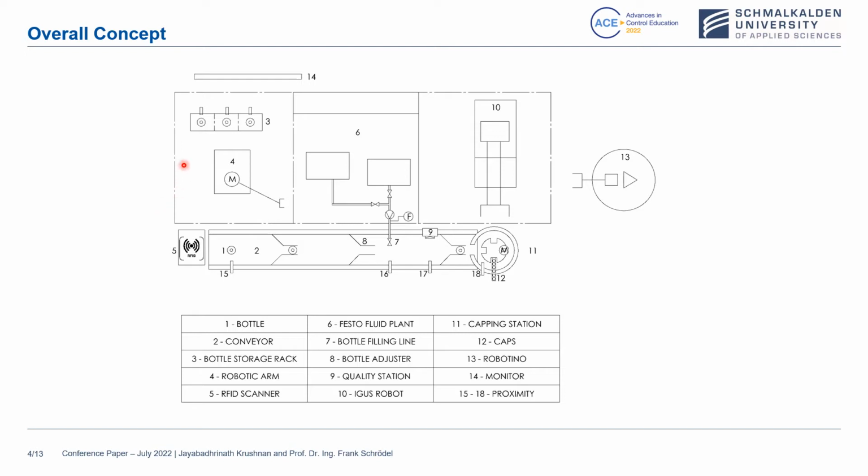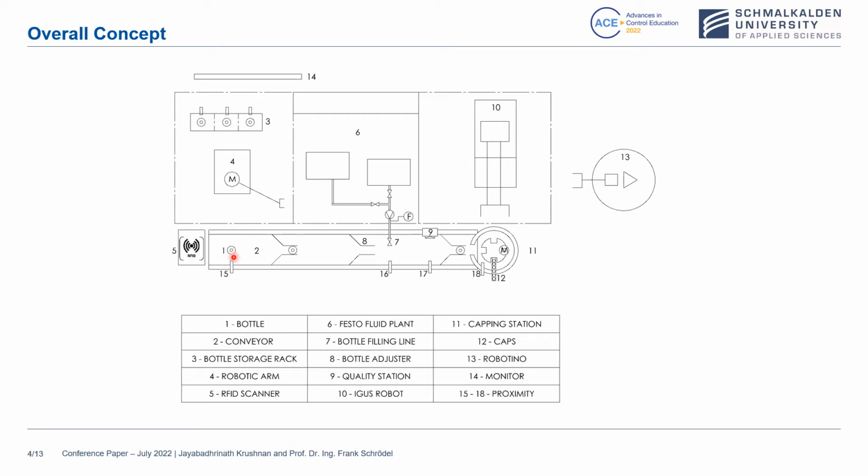As soon as the order is placed, the robotic arm picks an empty bottle from the storage rack. The bottles in the storage rack are fitted with RFID tags. So the robotic arm moves the empty bottles over an RFID scanner. The RFID scanner scans the production related data such as the production date, time, and the customer's requirement. After this, the robotic arm places the empty bottle on a conveyor.